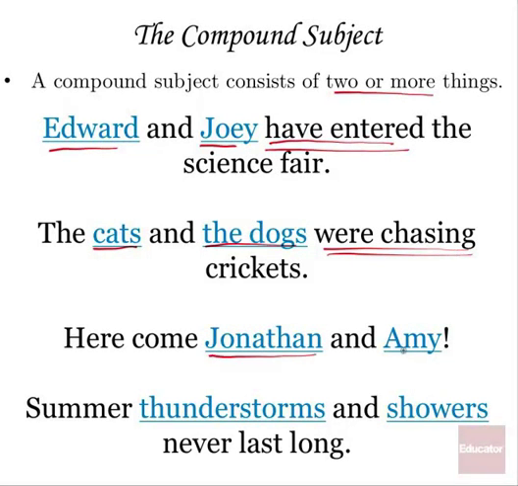Here come Jonathan and Amy. Note that comes has become come because now we've got two people doing the coming. And finally, summer thunderstorms and showers never last long. Once again, a plural verb with a compound subject.